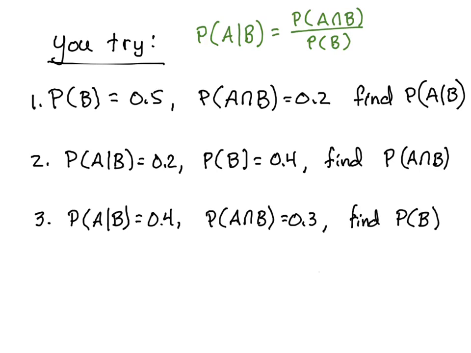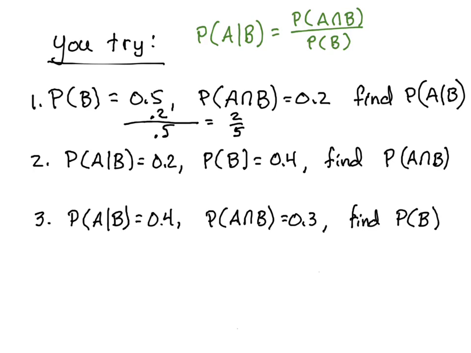Okay, so hopefully you've all done these. So if we know that the probability of B is 0.5, and that's in the denominator, and the probability of A intersect B is 0.2, what we have is the overall probability of A given B is 2/5.